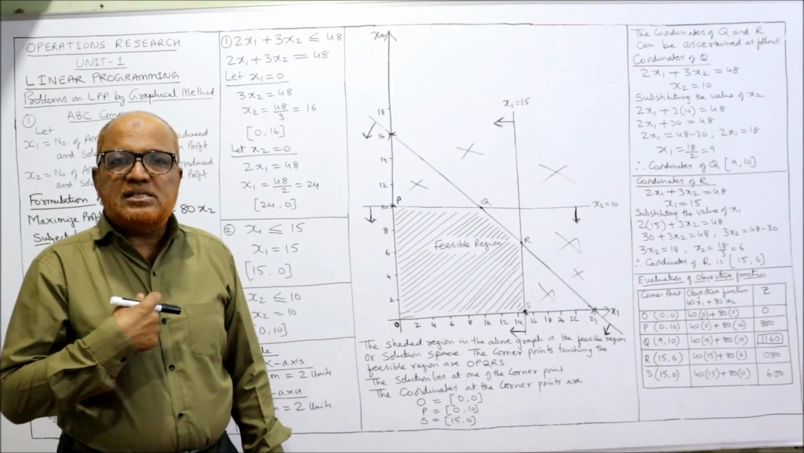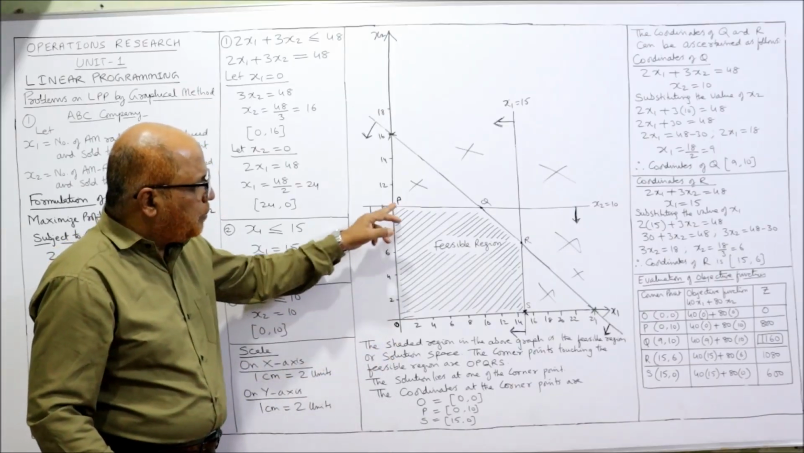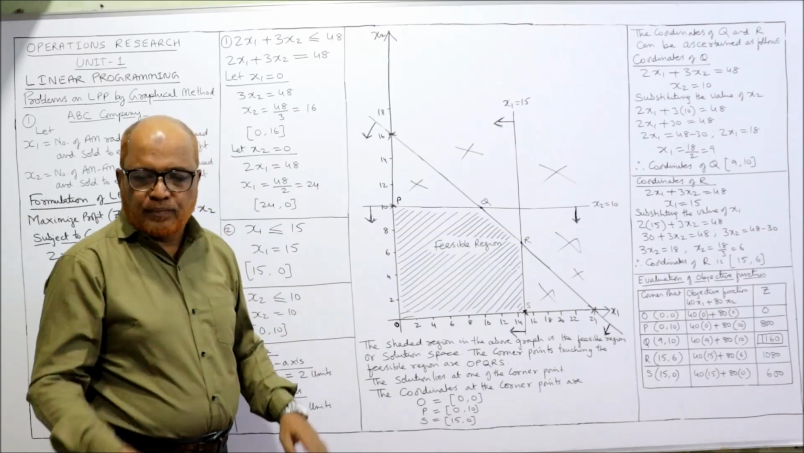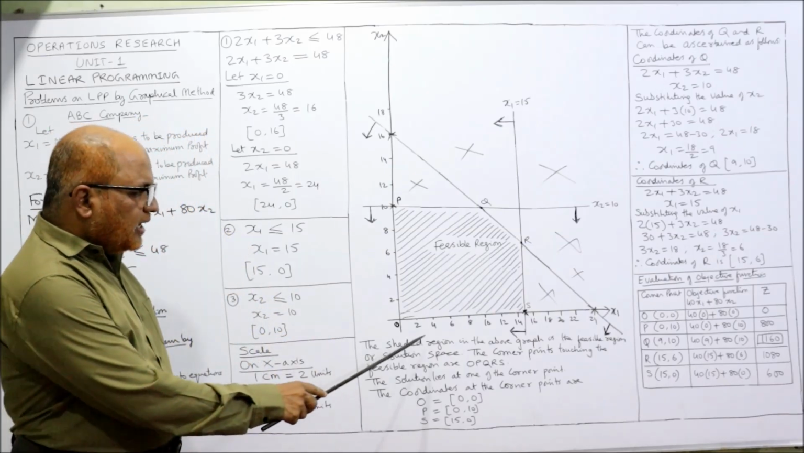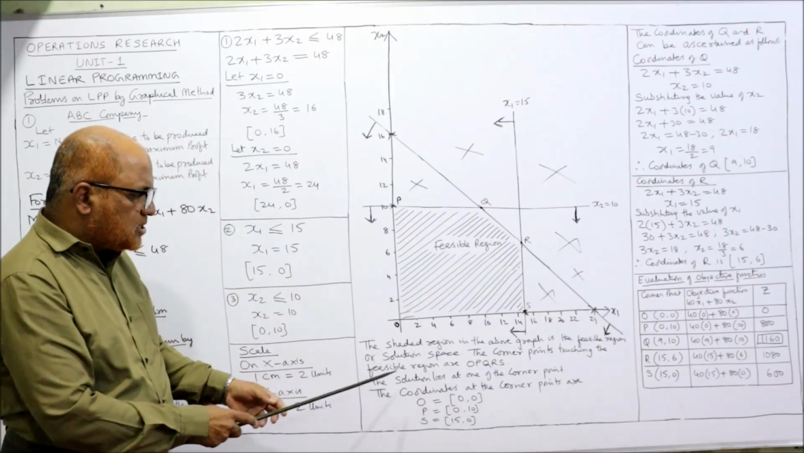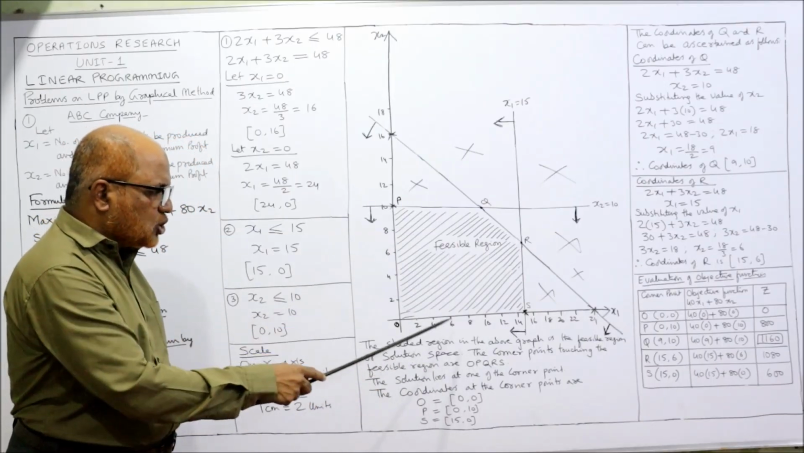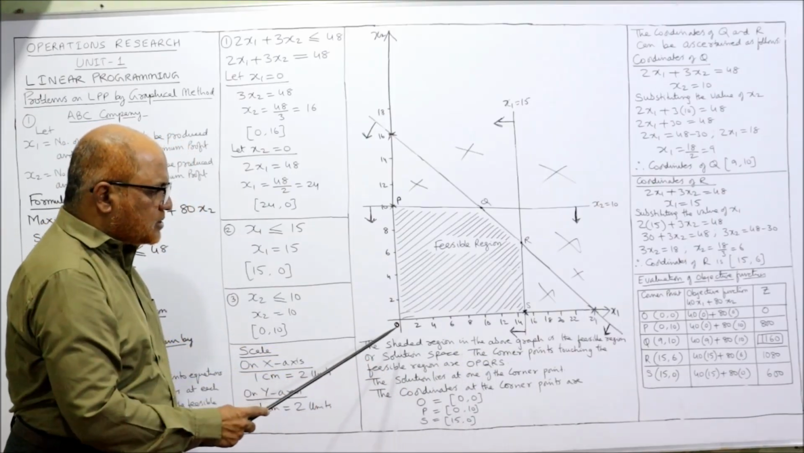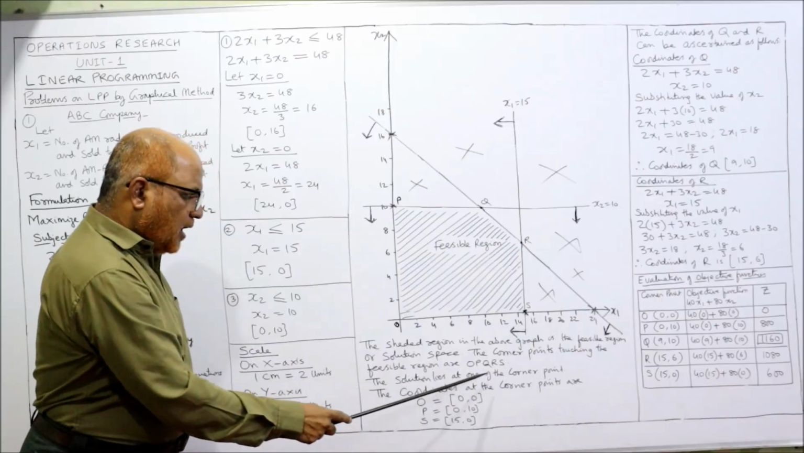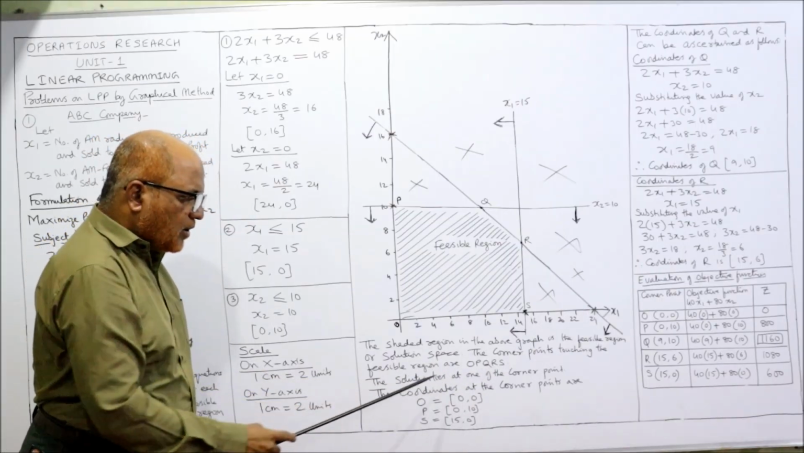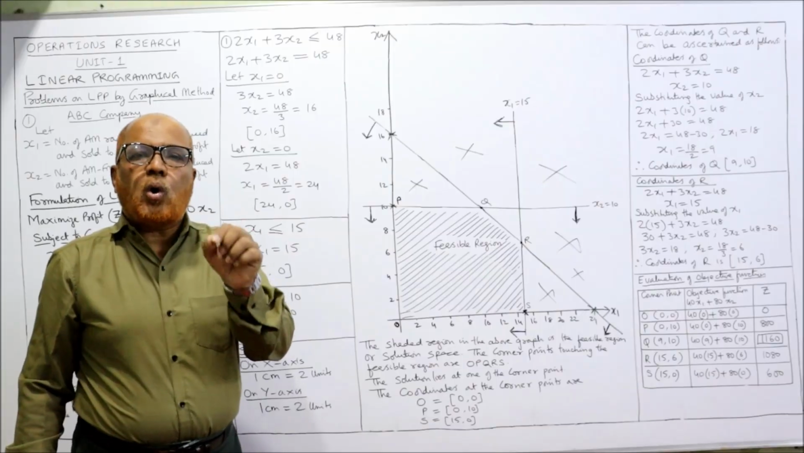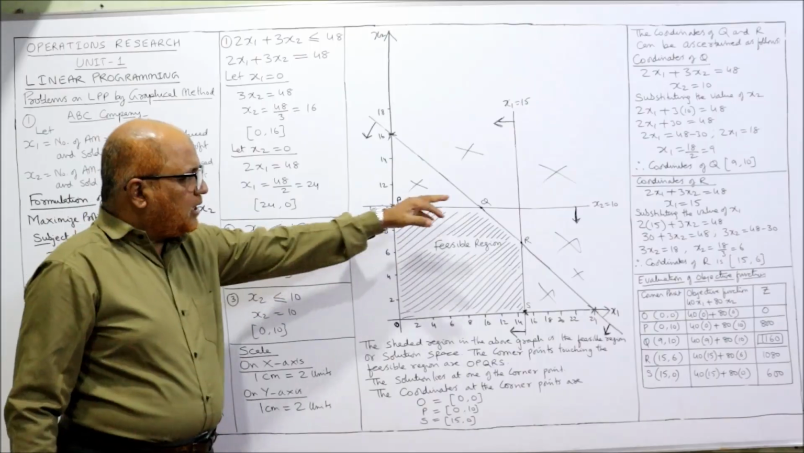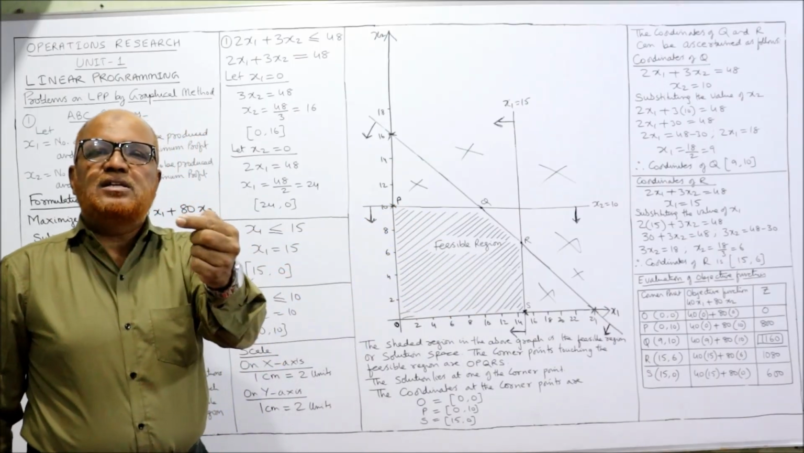Our solution lies at one of the corner points, either O, P, Q, R, or S. So the shaded region in the above graph is the feasible region or solution space. The corner points touching the feasible region are O, P, Q, R, S, and the solution lies at one of them. Now we need the coordinates at each corner point.